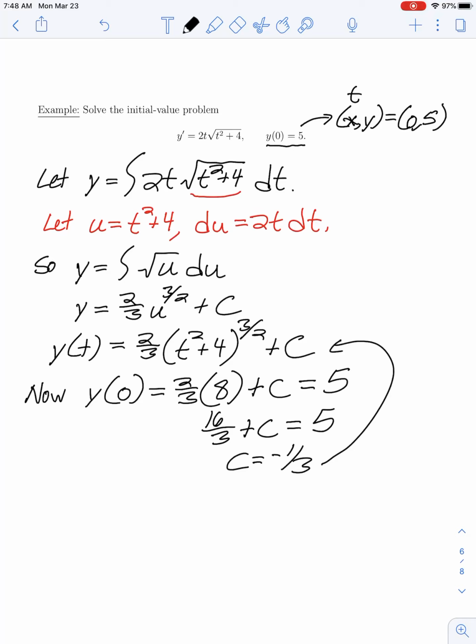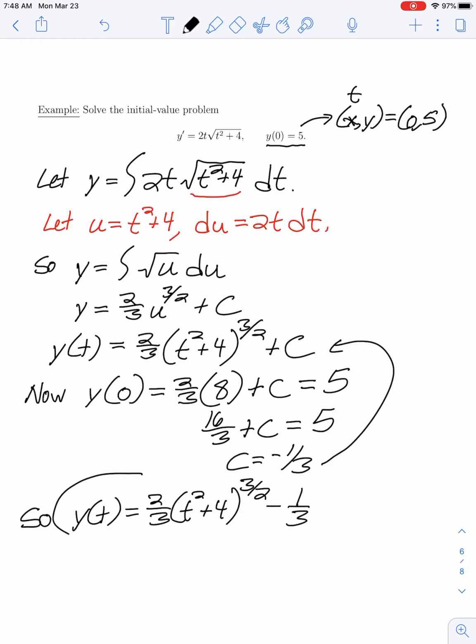And taking this constant c and substituting back into our general solution, we find that y of t is given by 2/3 times (t squared plus 4) to the 3/2 power plus c, which is minus 1/3. So this expression would be our particular solution of this initial value problem. Okay.